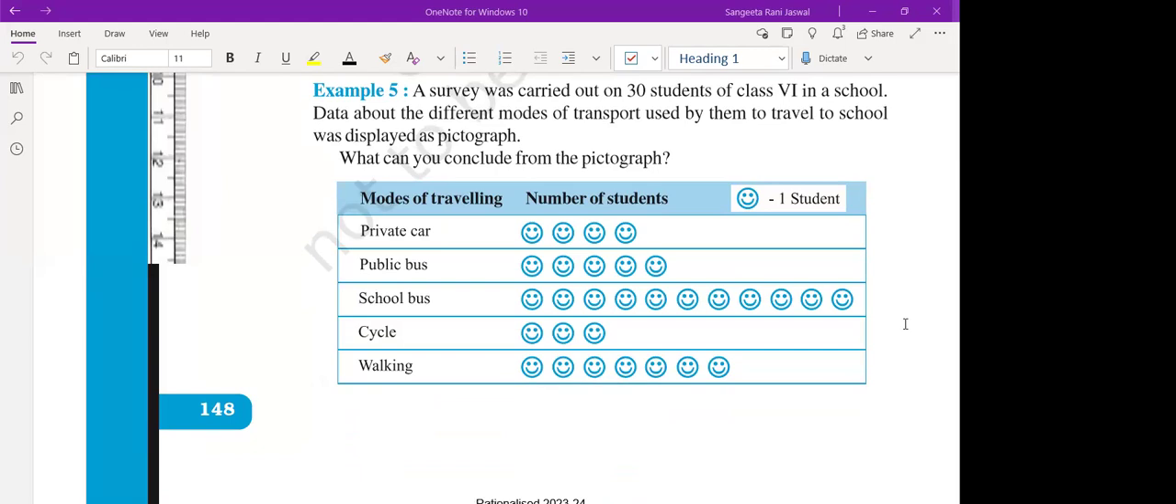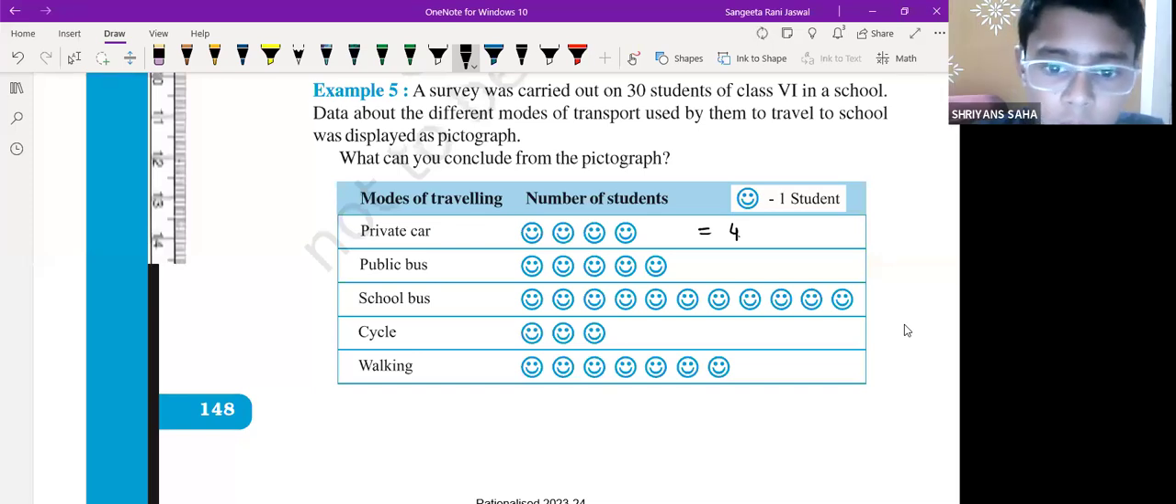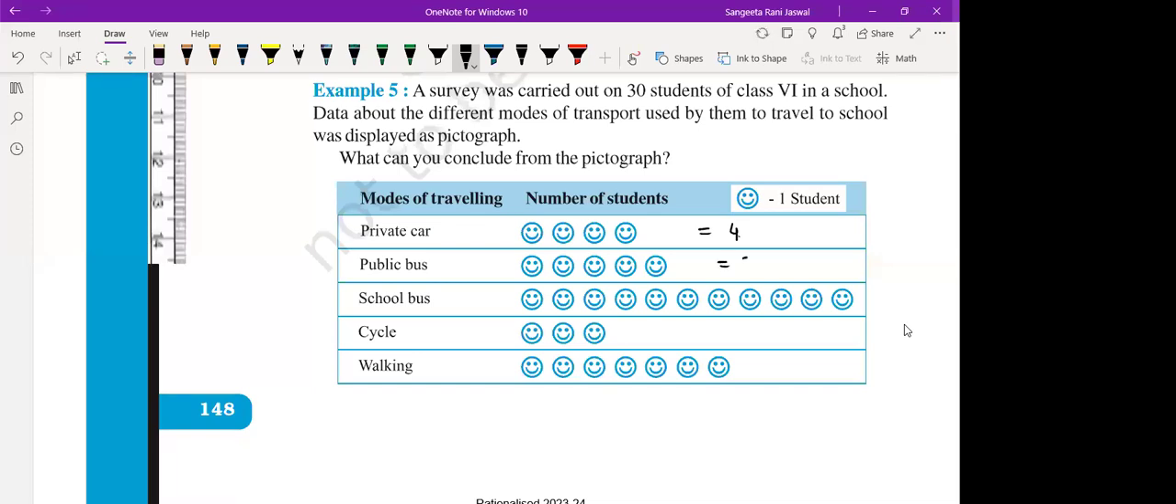Okay, please pay attention. Now see the modes of traveling and the number of students. Now you can see here this smiley face is made here, right? This one picture is representing one student. Okay, one picture is representing one student. So now, how many children come by private car? That's 1, 2, 3, and 4. So, I can write 4 here. Okay, now I want somebody else to say how many come by public bus? 5.